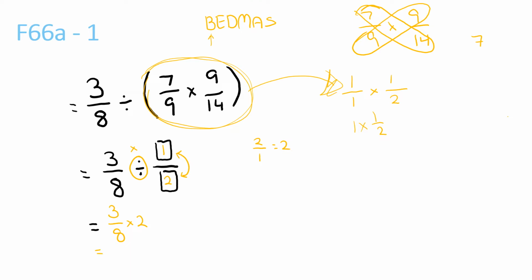Now, 3 times 2, since you did that, is just 6, and then over 8. Now, 2 can go into both 6 and 8. So, 6 divided by 2 is 3, and 8 divided by 2 is 4. So your final answer is 3 over 4.